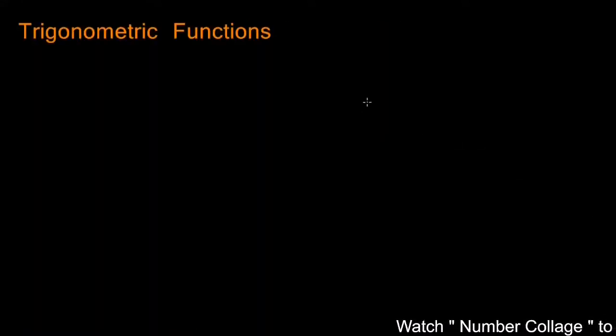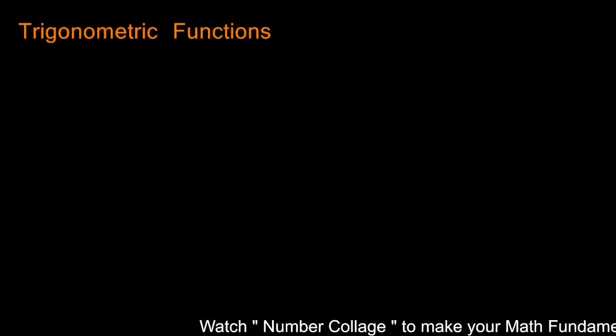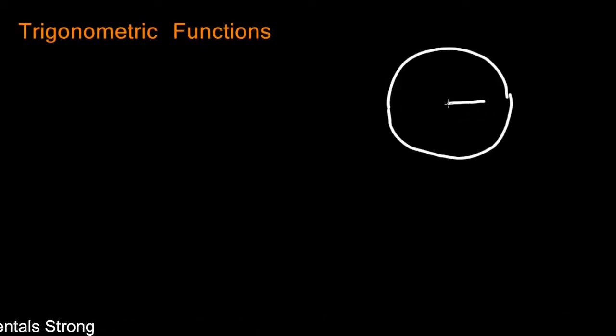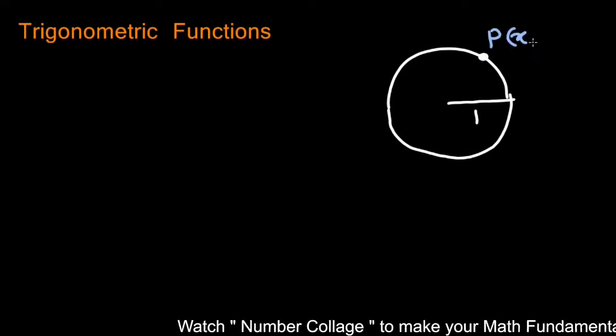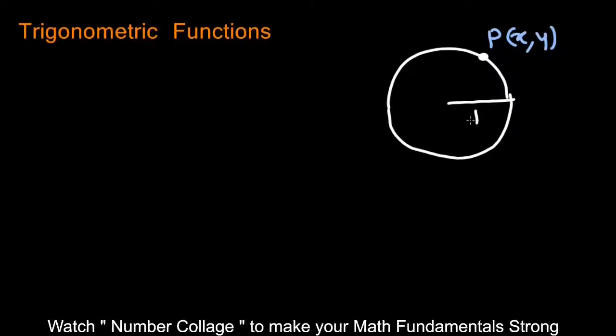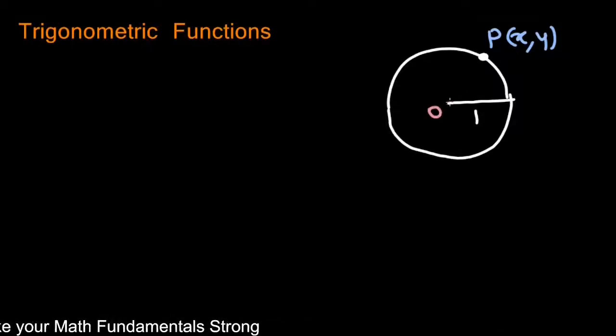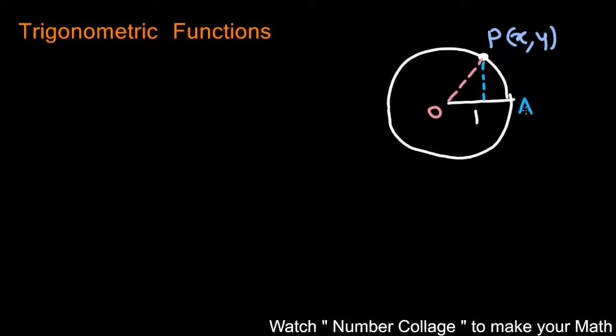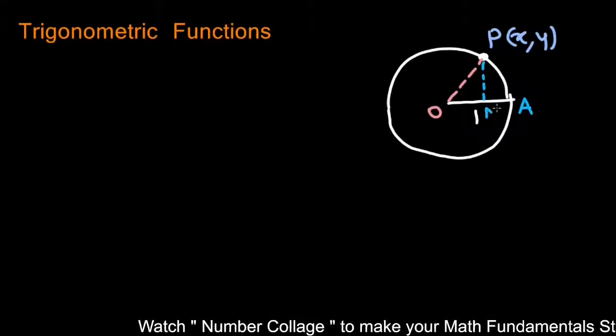Now we will understand trigonometric functions which are nothing but trigonometric ratios. For that, first we will consider a unit circle, which means a circle with radius 1 unit. We will take a point P(x, y) on this unit circle. We will connect center O and this point P. We will draw a perpendicular from P onto this horizontal radius OA. Let the foot of the perpendicular be M.